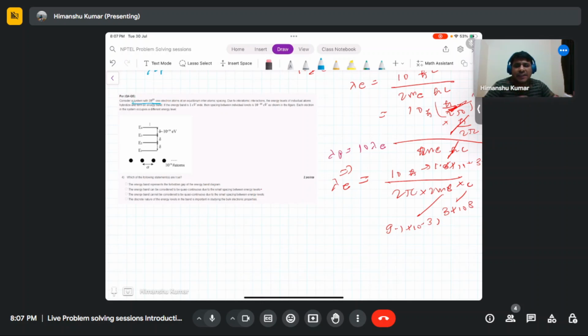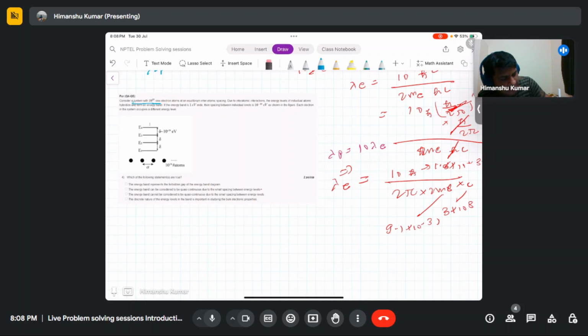So basically, if you keep all atoms very far away so that there is no interaction, all will have the same energy. But as you bring the atoms closer and closer, the wave functions of the outer shell electrons will start overlapping. Those will have interaction that will lead to splitting of the energy level.